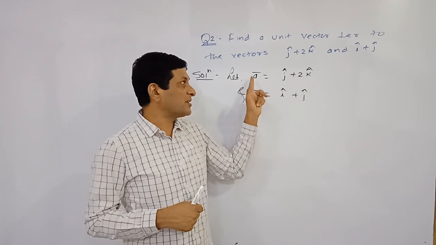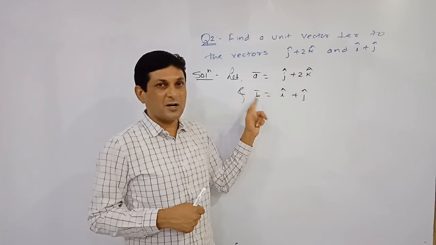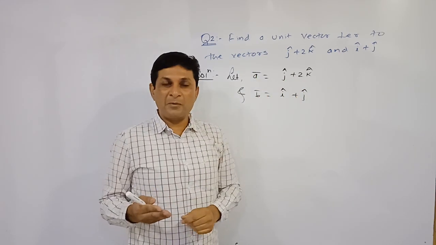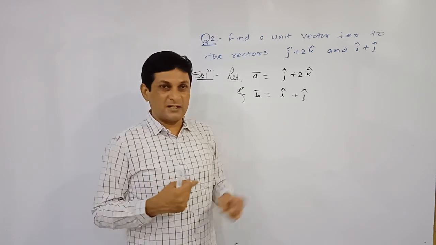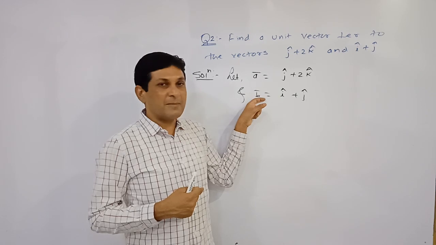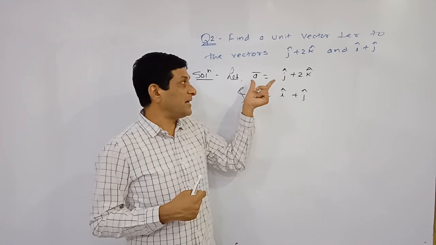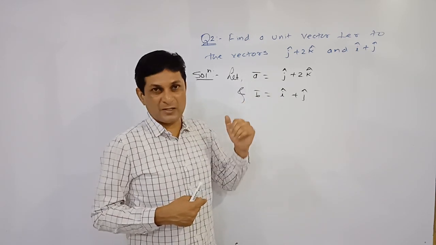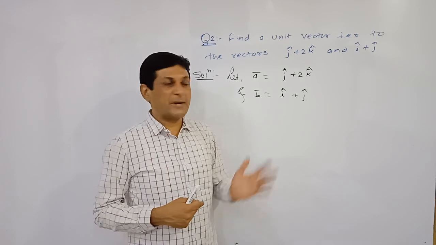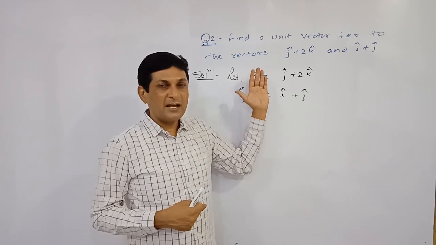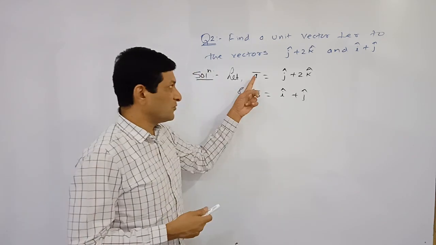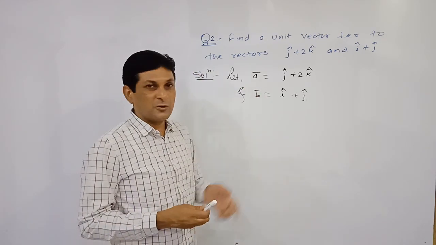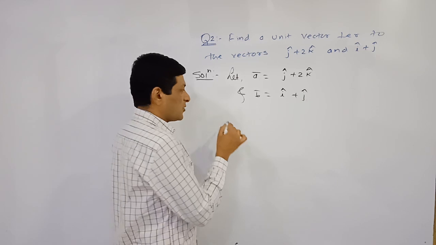Perpendicular to these two vectors means perpendicular to A bar and what? B bar. And our definition of cross product already says that the cross product of A bar and B bar is a new vector which is perpendicular to A bar and also B bar. So first find a vector perpendicular to both A bar and B bar, and later on we will see how to find a unit vector. So to find a vector perpendicular to A bar and B bar, we are taking their cross product.